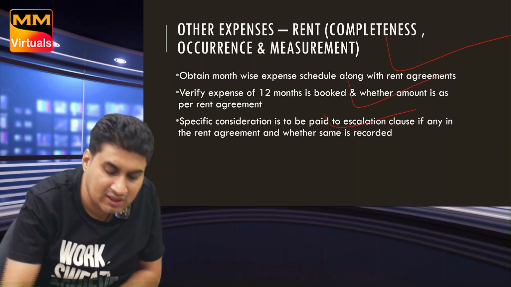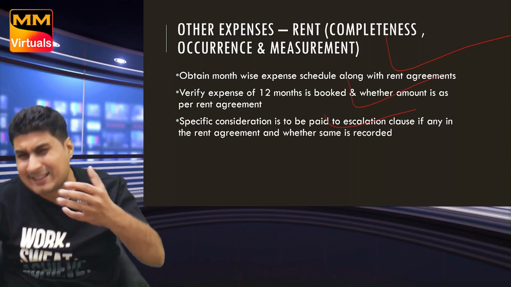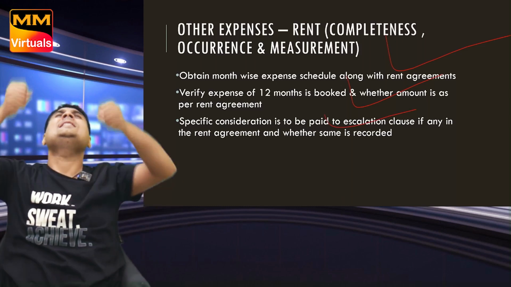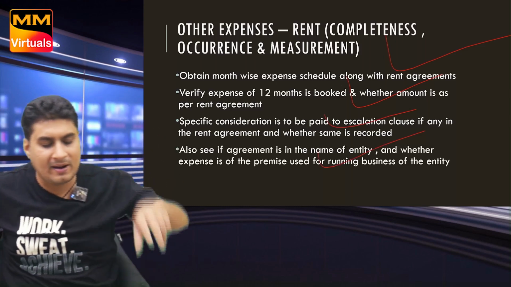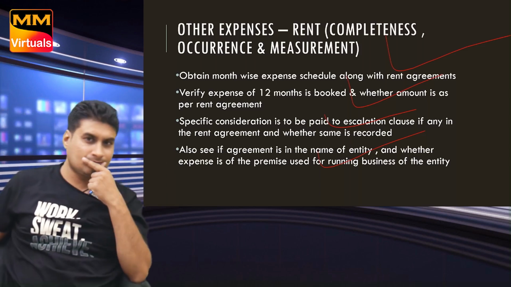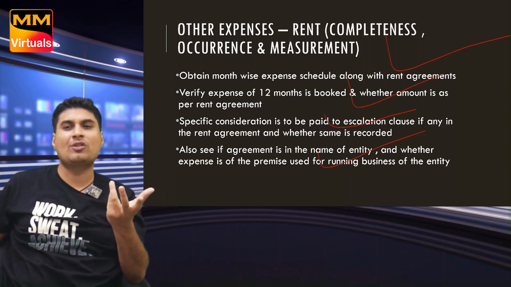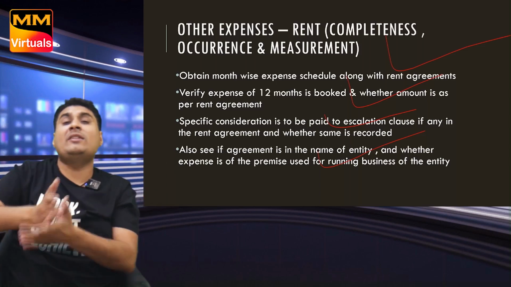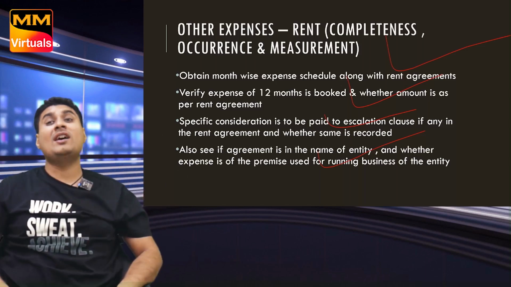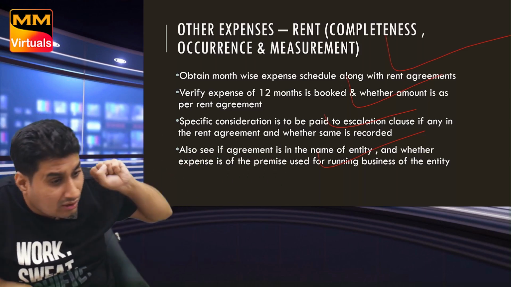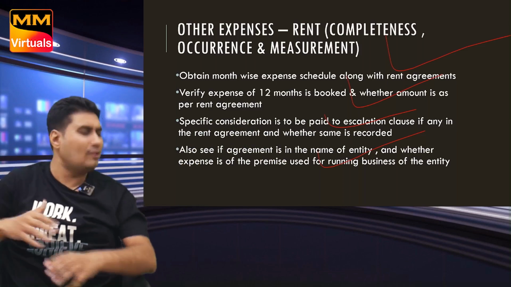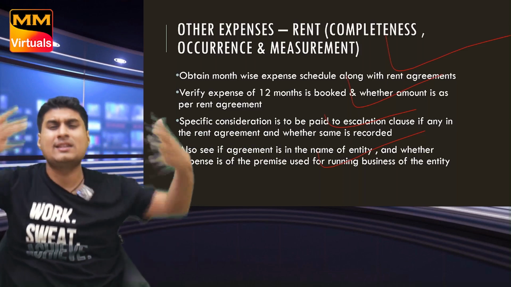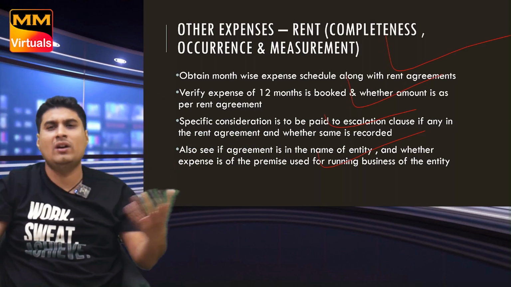Third, special consideration is given to escalation. If the rent has increased, check whether that is paid. Also see the agreement is in the name of the entity. Most important thing, okay. The agreement should be in your name and you should be using that premises. Many times you have taken premises on rent, but your wife's showroom is going on there. Wife is selling jewelry from there. Wrong. Then it should not be charged as part of the company's rent. Over.